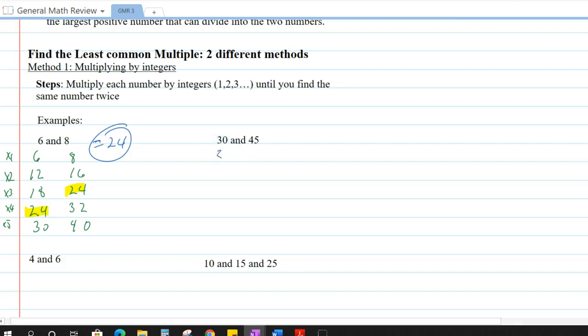So 30 times 1, times 2, and then do the same thing for 45. Now right here I can already see I have a match, so I don't have to keep going. I can just stop right there. Our least common multiple is 90. So our least common multiple is equal to 90.